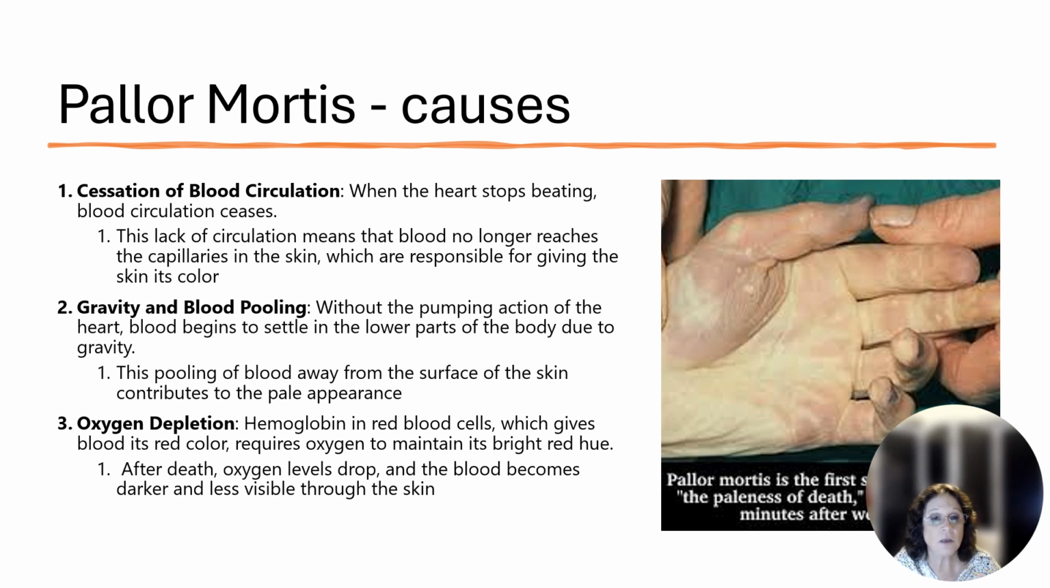Oxygen depletion. The hemoglobin in the red blood cells, which gives blood its red color, requires oxygen so that it can stay that bright red color. And after death, we're not breathing any oxygen, so the oxygen levels drop and the blood becomes darker and it's less visible through the skin. And all of these things add up together to make the skin very pale, which is called pallor.